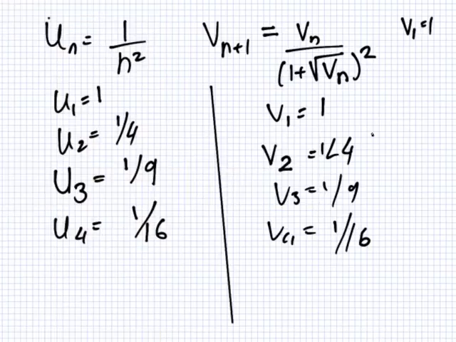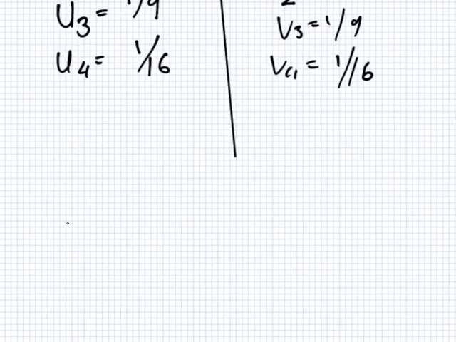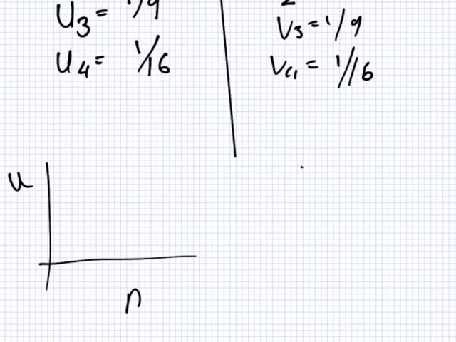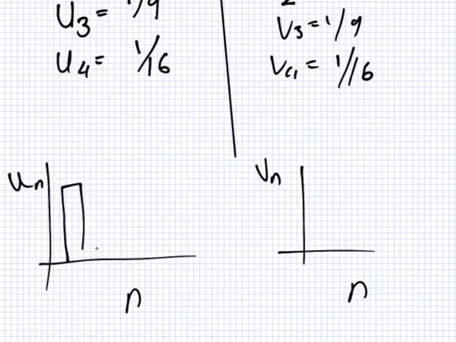So the point I was making with this question was that although they look very different, they're actually the same sequence. And when you graph it, you can see it as well. The way you graph a sequence, you put n and u_n, n and v_n, and you usually do it as a bar chart. So we'd have 1, and then a quarter, a ninth, a 16th, and the same here. Is that okay?